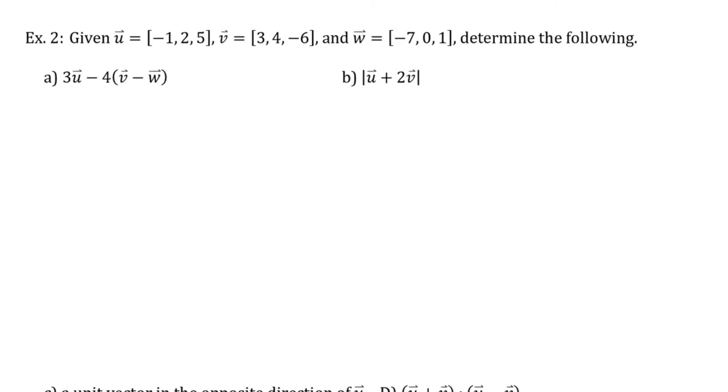Okay, so 3 times u, and I'm actually going to do some of this work as we go. I'm not going to sub in, so I'm going to multiply this one by 3. And we got to put it as a vector. -3, 6, 15, minus 4, and then v minus w. So 3 minus -7 is 10. It's 3 plus 7. 4 minus 0 is 4. And -6 minus 1 is going to be -7. Now I got to multiply that one by 4.